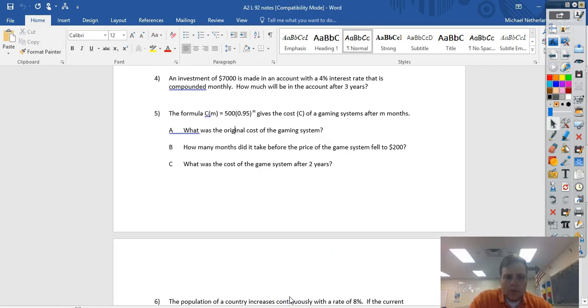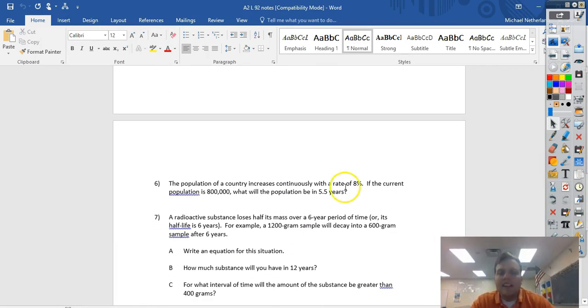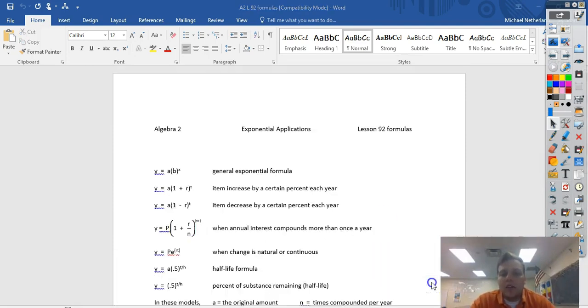All right, next problem. Problem number 6. The population of a country increases continuously, hint, hint, with a rate of 8%. If the current population is 800,000, what will the population be in 5.5 years? Well, let's go back and look at our formulas. Does one of these formulas talk about continuously? When change is natural or continuous. This is the bad boy we want right here. Y equals P times E raised to the RT.